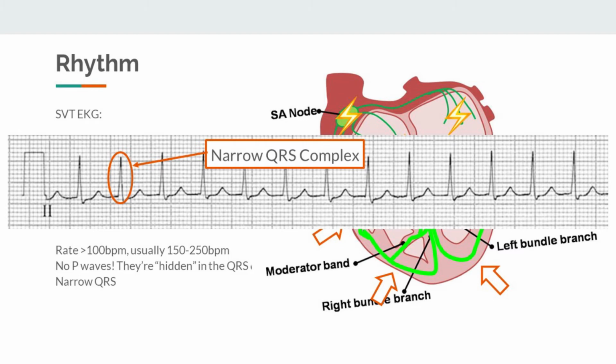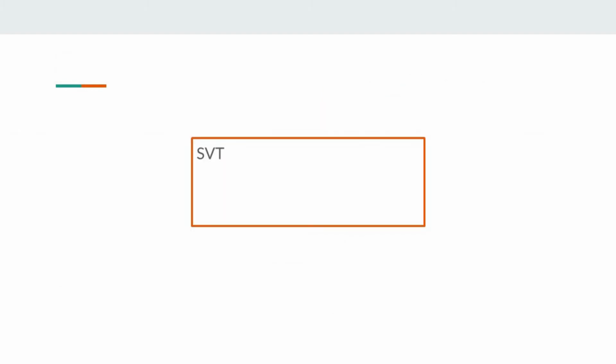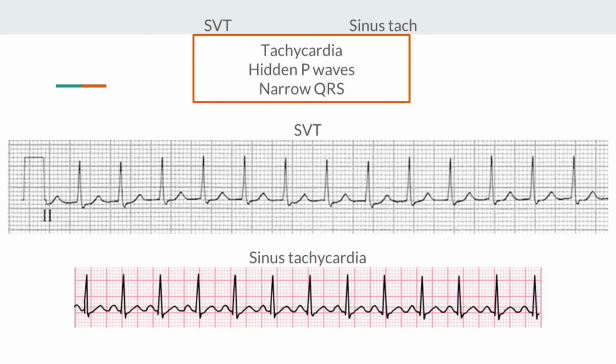Going back to SVT, their characteristic findings on the EKG were a fast heart rate, hidden P waves, and narrow QRS complexes. Using this criteria, let's see how the EKG of SVT compares to sinus tachycardia. So just by looking at the spacing between the heartbeats and not counting any boxes or the number of heartbeats, we can tell that they're both beating pretty quickly. So both of these EKGs are showing tachycardia.